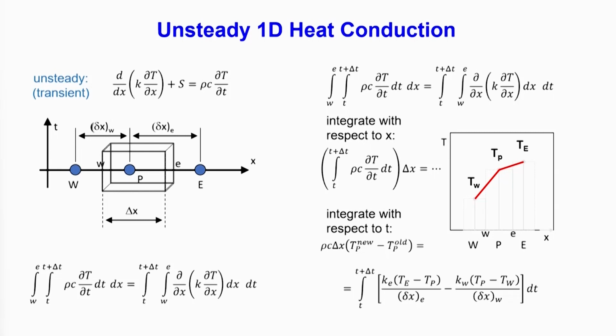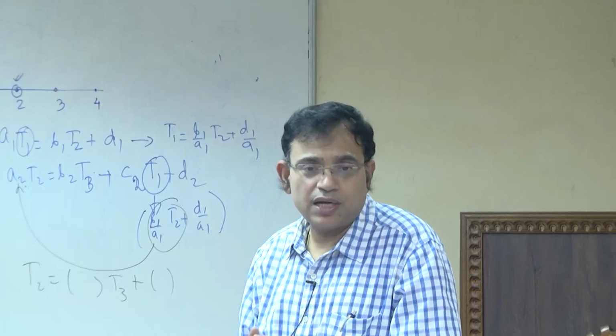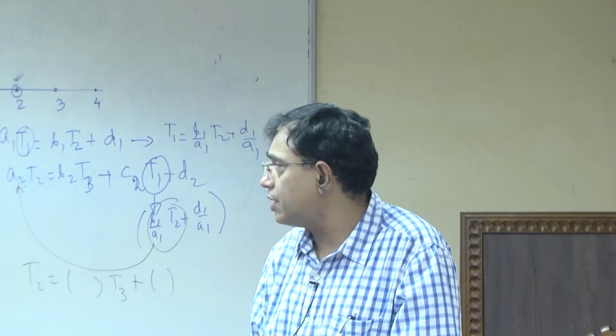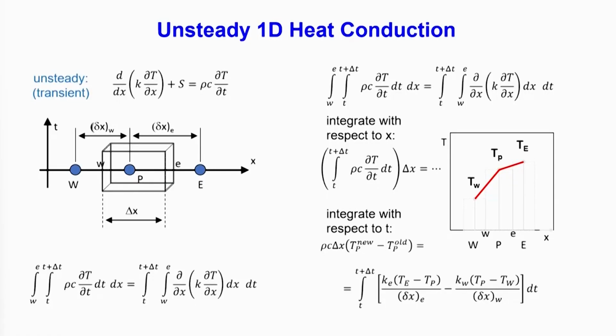Now when you integrate with respect to time, the time dependent term is very easy. Let us say rho into C, that is density and specific heat, are constant. If you now integrate it, it is just the value of the temperature at the new time, T plus delta T, minus the old time.